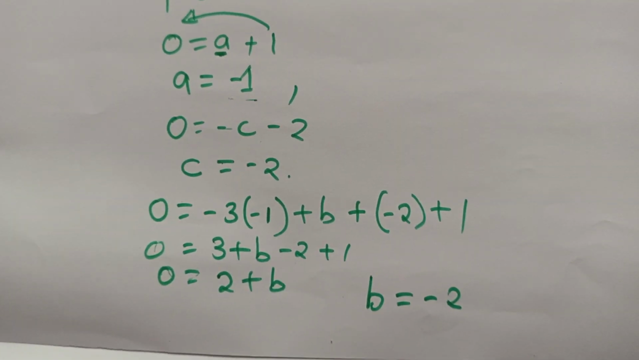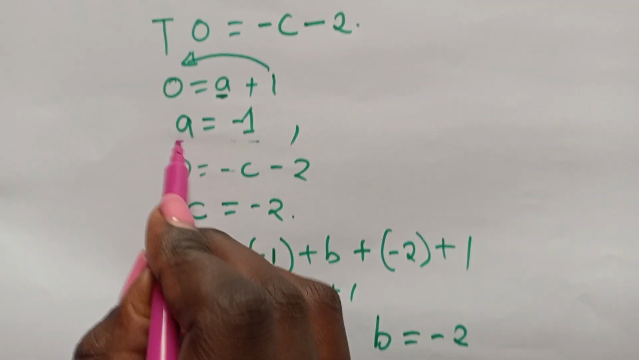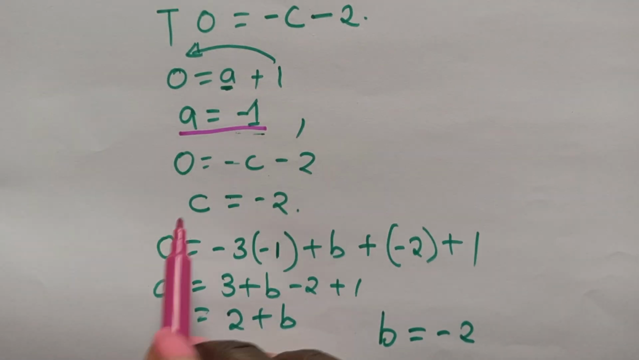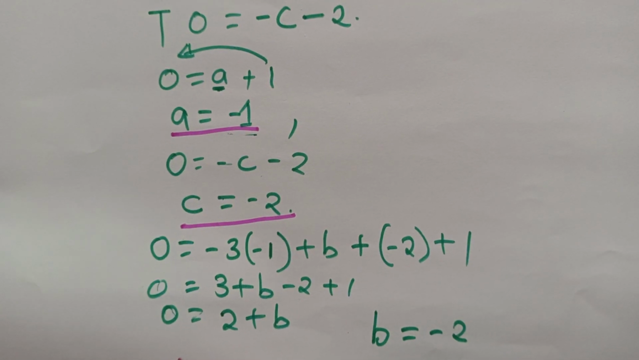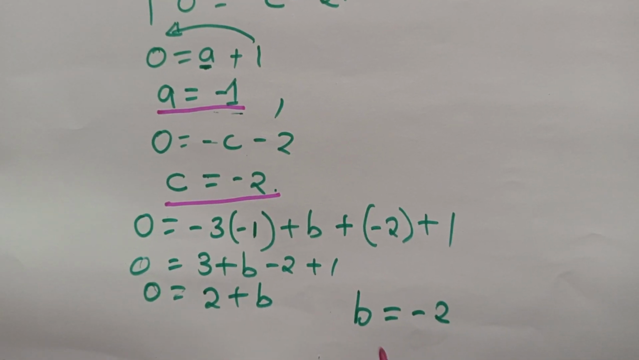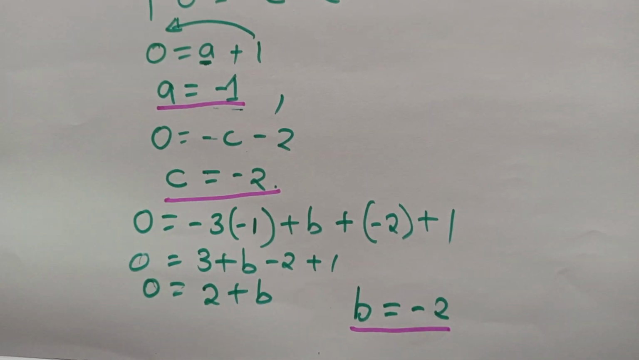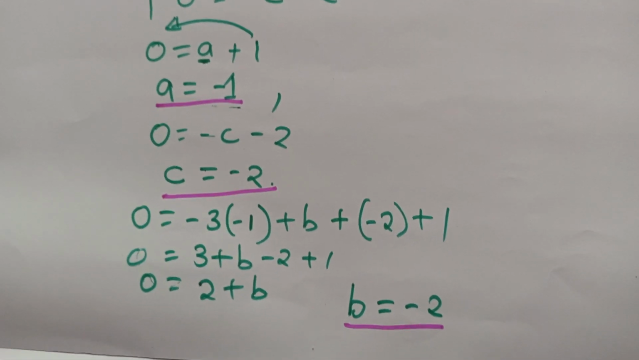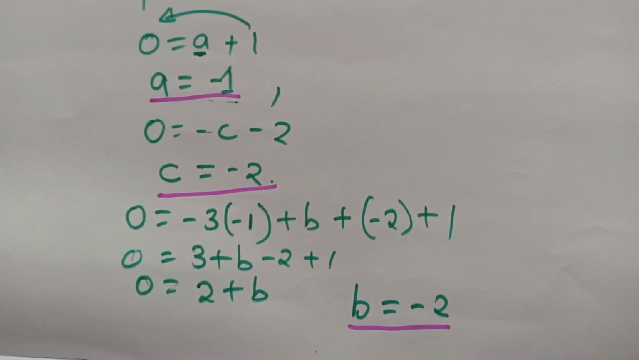Now I have the 3 terms. I have A being equal to negative 1, C being equal to negative 2, and our B being equal to negative 3. Now, let me take us back a bit.